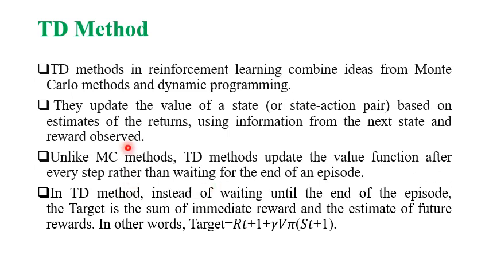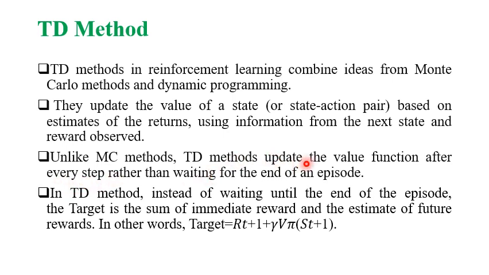Now the temporal difference method. Temporal difference method in reinforcement learning combines the idea from Monte Carlo method and dynamic programming. They update the value of a state based on the estimate of return, using information from the next state and reward observed. Unlike Monte Carlo method, temporal difference method updates the value function after every step. This is the key point.